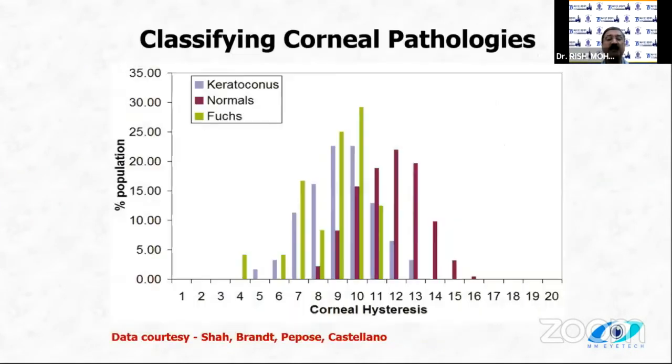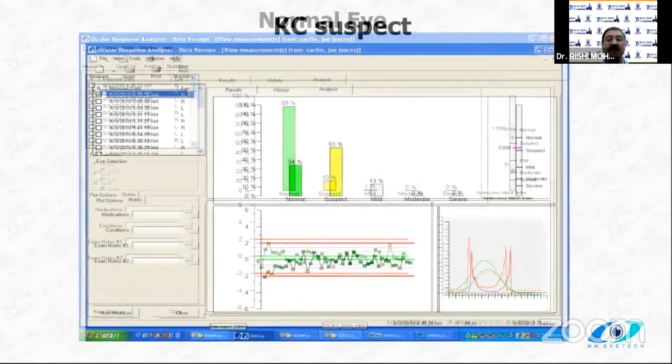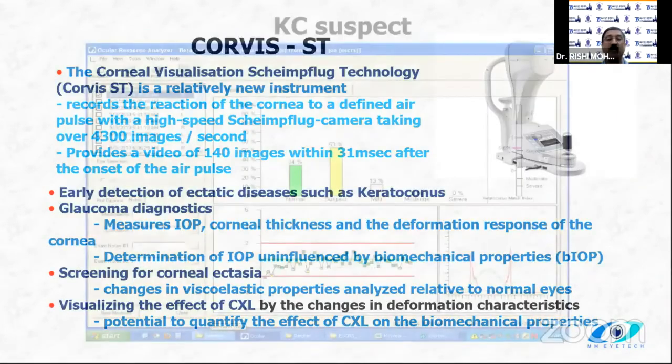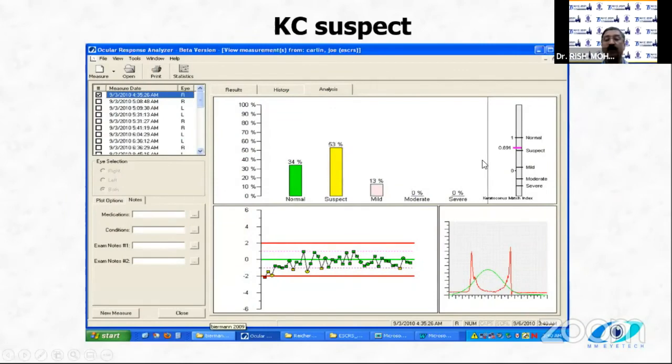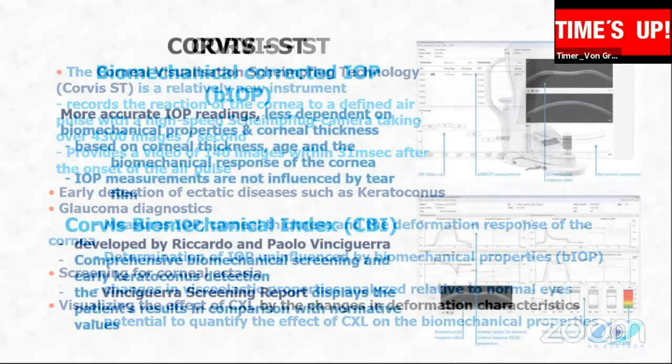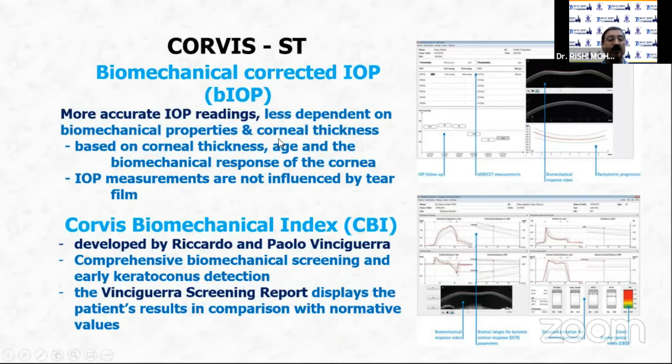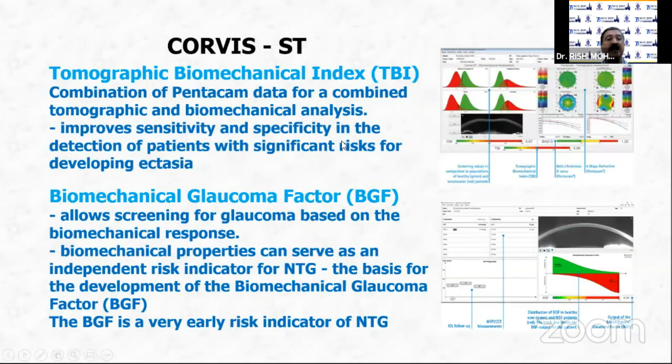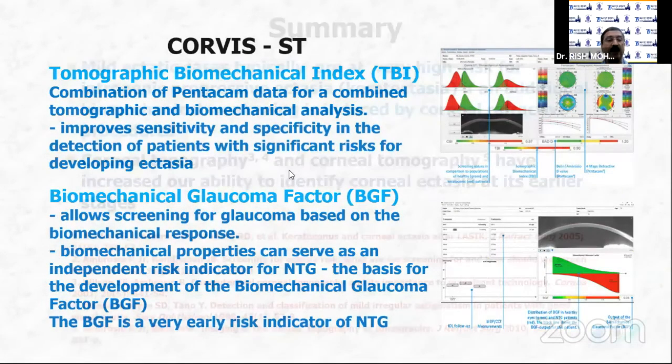So if one looks at the problems here, both keratoconus and normals have a significant degree of overlap in numbers. And that's one of the problems with corneal hysteresis. This is the keratoconus match index, which tells us how likely the patient is to have keratoconus. The KMI here is 0.69, which is subnormal. The new Corvis ST is a Scheimpflug technology instrument, and this has generated the biomechanical corrected IOP, the IOP-CC, the Corvis biomechanical index, and now combined with the Pentacam, the tomographic biomechanical index and the biomechanical glaucoma factor.